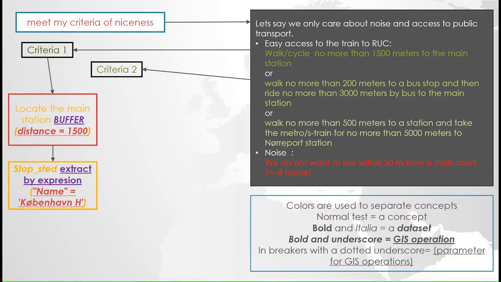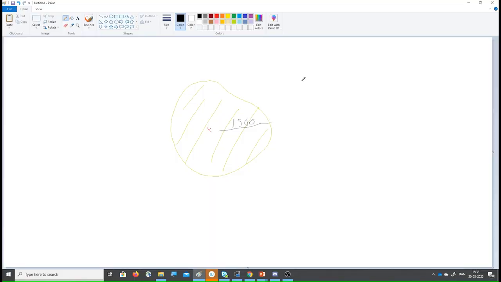Criteria two is 200 meters from a bus stop that is not more than 3 kilometers from the airport. So I guess if you get some from Hovedbanen. So I guess there you can start out by defining a new area. Let's say that is out here. And that has a radius of 3 kilometers.